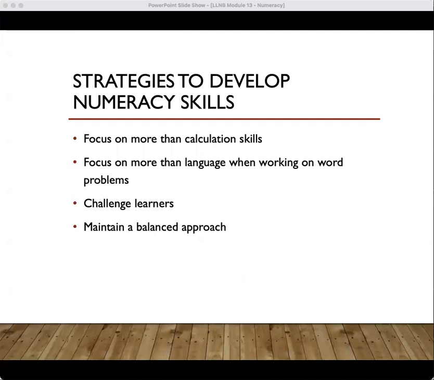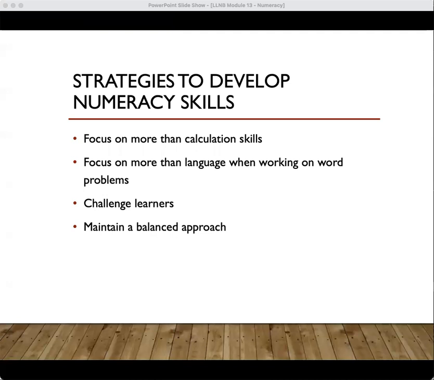There are a few key strategies that can be adopted to ensure the greatest chance of learner success. First, we're going to focus on more than calculation skills. It's just as important to help learners develop an understanding of the problem, the meaning, the what and the why of the procedures involved, and the relationship between the procedures as it is to develop the actual computation skills. By adopting a balanced approach to teaching and learning numeracy, learners will develop reasoning skills that can be utilized in future situations and in different contexts. Learning is further reinforced by providing opportunities to practice in real-world situations.